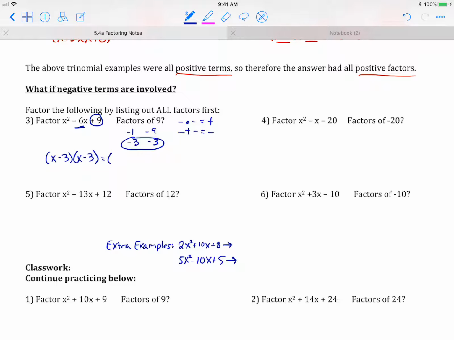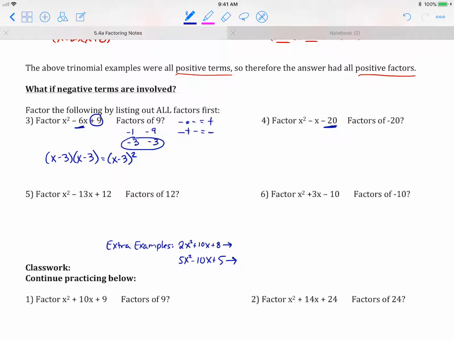And once again, this is another perfect square, so I can just write it once and put a square on the outside. Next, we have -20. And this time, we have a negative right here and a negative right there. Okay, a little different. If you multiply two numbers by each other and you get a negative, that means one of them was negative and one of them was positive.